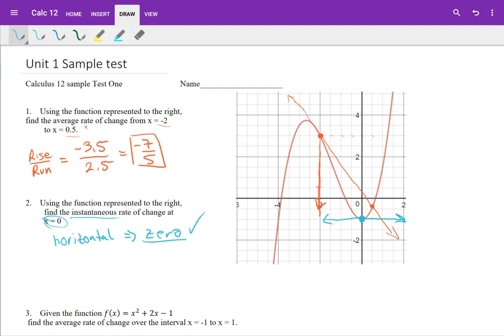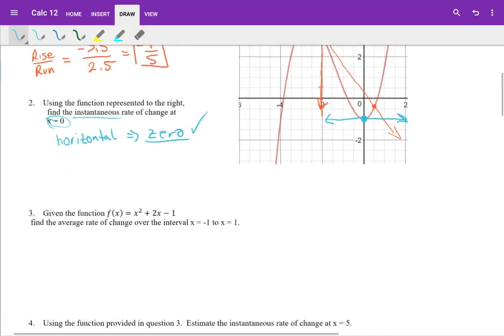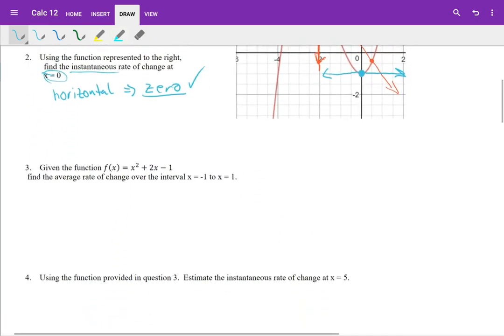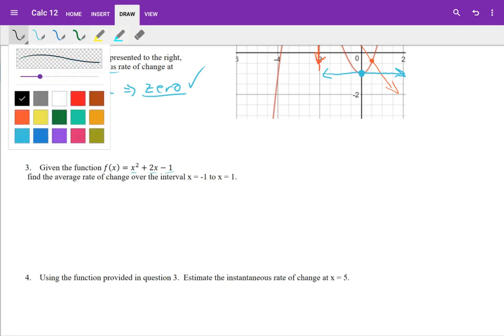Note, it's not because it's at x equals 0. It's because it is horizontal. Okay. Here, let's keep moving, investigating further the average rates of change. The average rates of change for x squared plus 2x minus 1. That's what we're trying to do here.